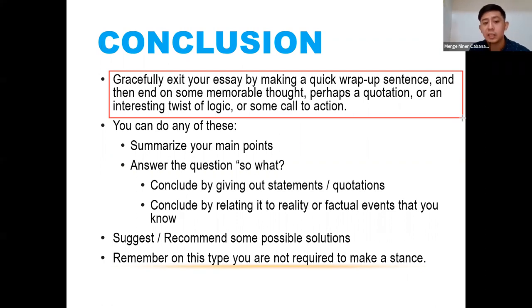You can summarize your main points. You can answer the question, so what? You can conclude by giving out statements and quotations, conclude by relating it to reality or factual events that you know. Suggest, recommend some possible solutions.